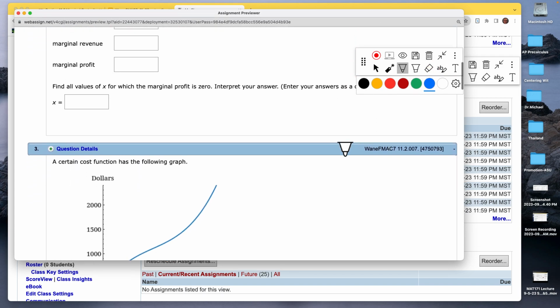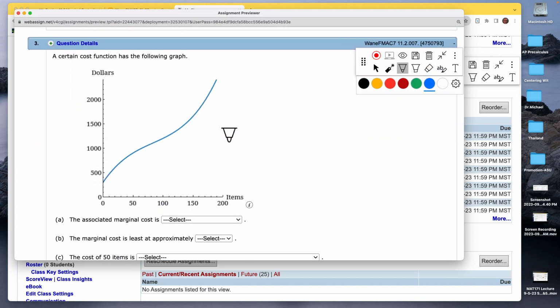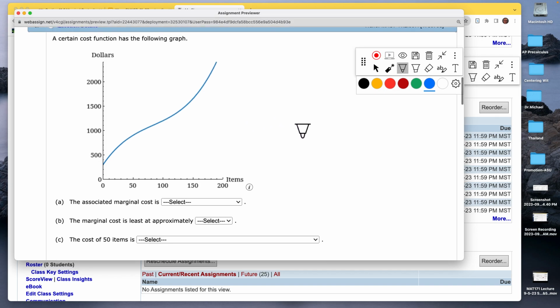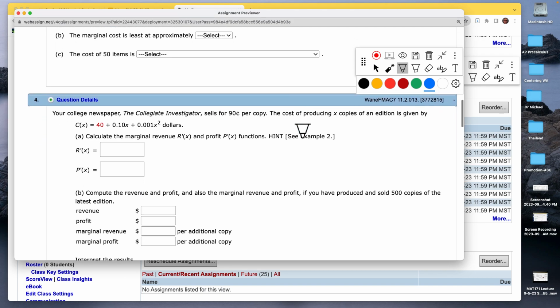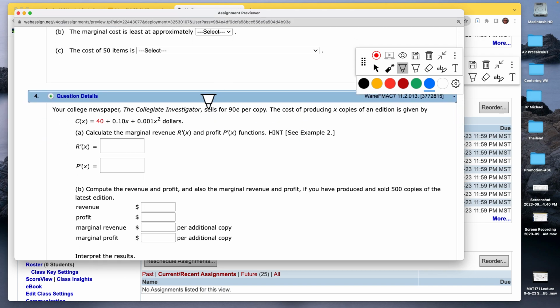Keep going. Here's some of the graph sort of stuff where you have to figure out what tangent lines look like on it. So a few of those. Again, another one where they give you the cost, but this is the one to be tricky about. We're told that this is a newspaper. It sells for 90 cents per copy. This is a place where a lot of students get stuck because they didn't give us a revenue function, but what do we know the revenue function is going to be?